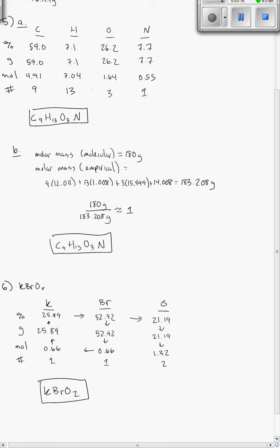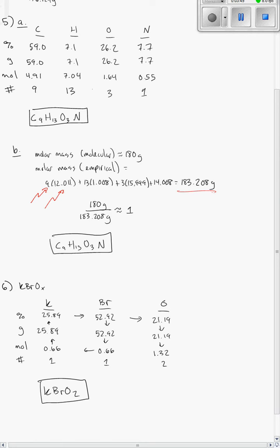Once you determine your empirical formula, you need to figure out the empirical mass of that formula to determine the molecular formula. So you can do that again by adding up the molar mass of each element times the number of atoms of each element. So we've got 9 carbons, each of them has a molar mass of 12.011 grams. We can do something similar with the hydrogens, oxygens, and nitrogens. That yields a total molar mass of around 183 grams. Or sorry, an empirical molar mass of around 183 grams.